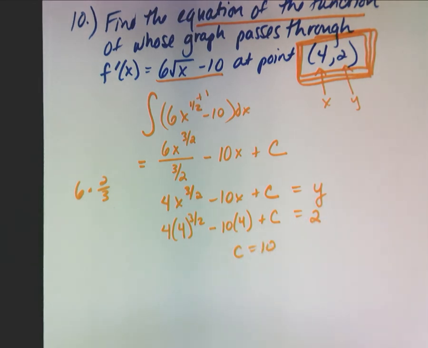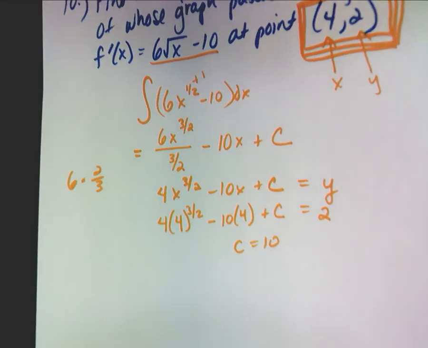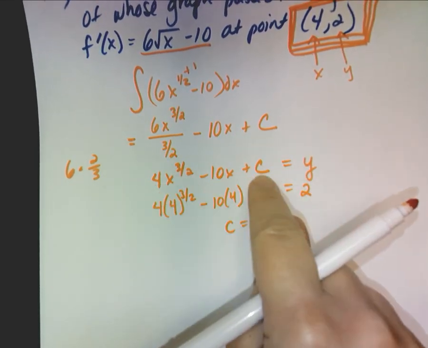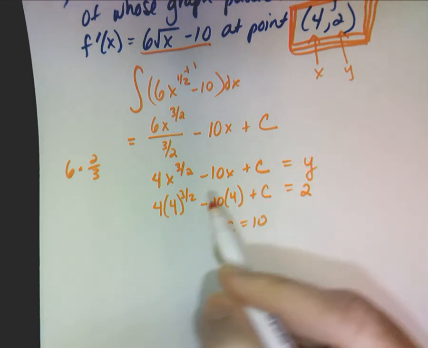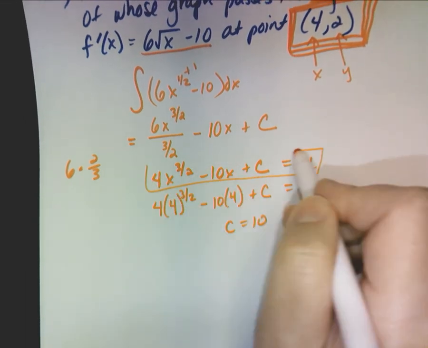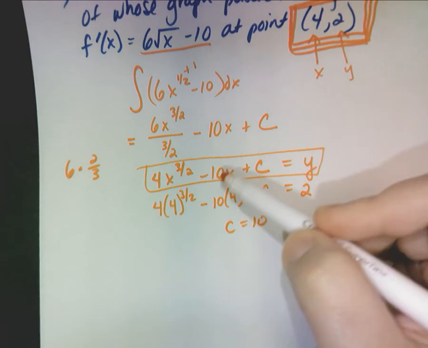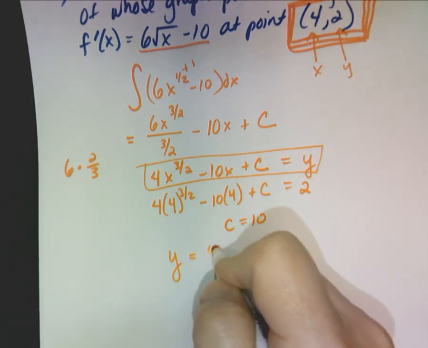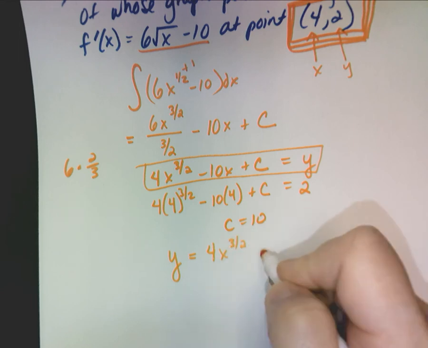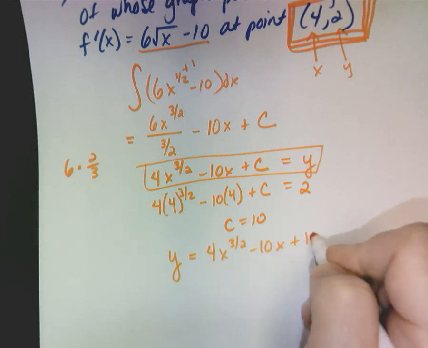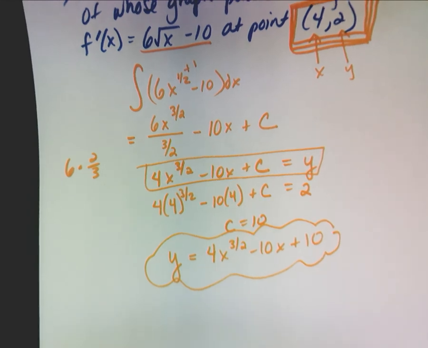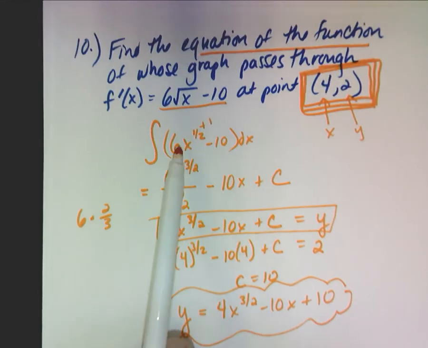So then what was my original function? Well, you just rewrite this one with 10. Remember, this was our function, and we plugged our x and our y point in. So our original function was 4x to the 3/2 minus 10x plus 10. That's the original function. If I take a derivative of that, I would get 6x to the 1/2 minus 10.